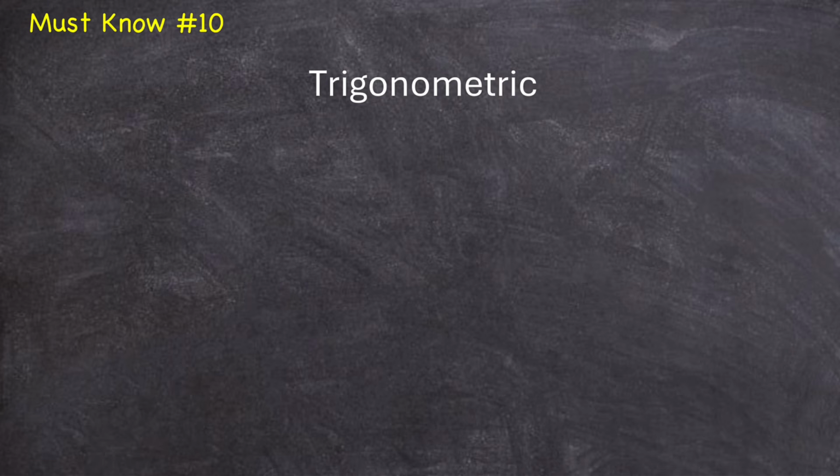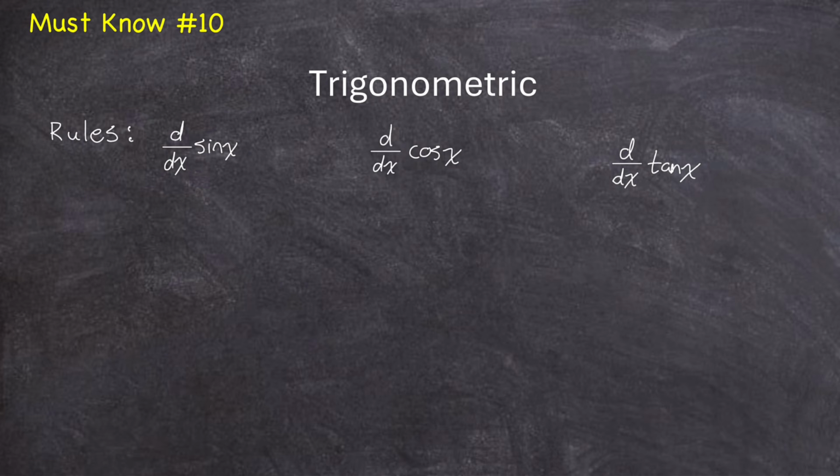Must know derivative rule number 10, the derivatives of trig functions. Let's look at the rules for the derivative of sine x, the derivative of cos x, and the derivative of tan x. Starting with the derivative of sine x, the derivative of sine x is equal to cos x. And the derivative of cos x is equal to negative sine x. And the derivative of tan x is equal to secant squared of x.